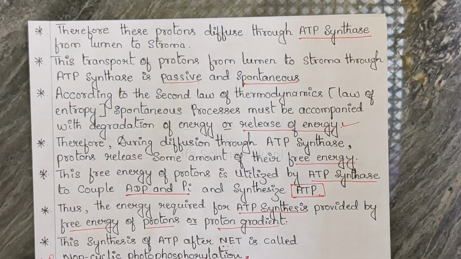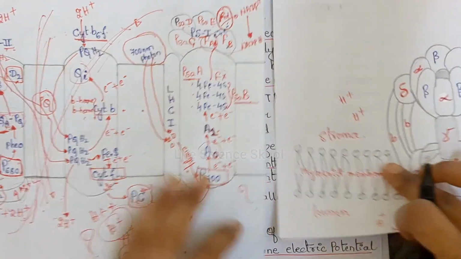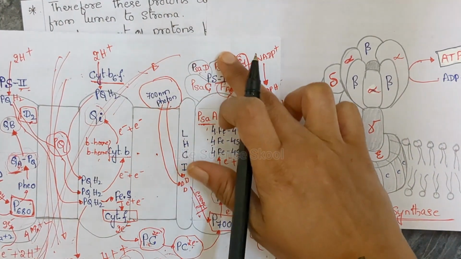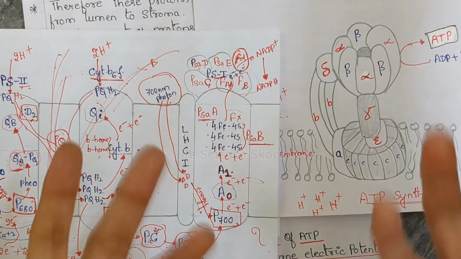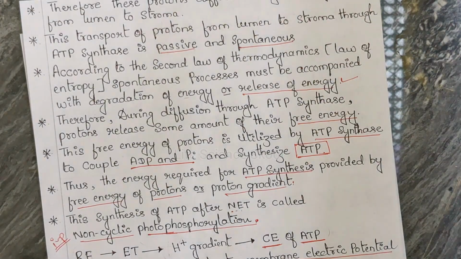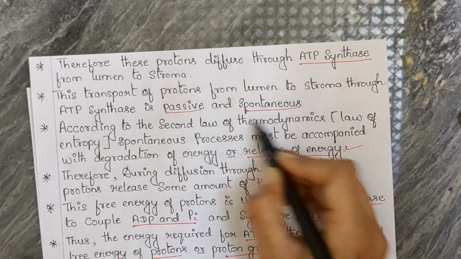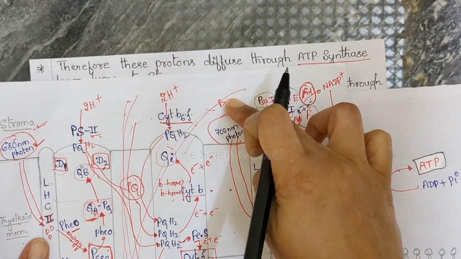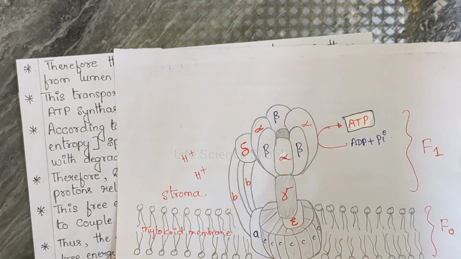So now they are taking the help of the ATP synthase. This is the ATP synthase. Now protons have to move from this side to this side. So these protons are now trying to move from the lumen side to the stroma side with the help of the ATP synthase. How they are doing it, I am going to explain now. This transport of protons from lumen to stroma through ATP synthase is passive and spontaneous. So the movement of protons from this side to this side through this ATP synthase is passive and spontaneous.